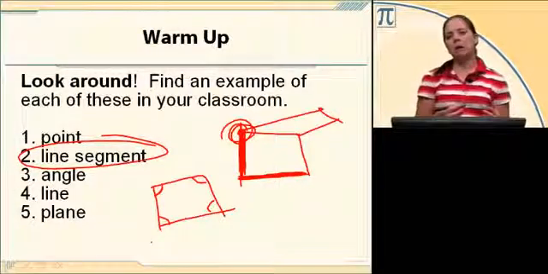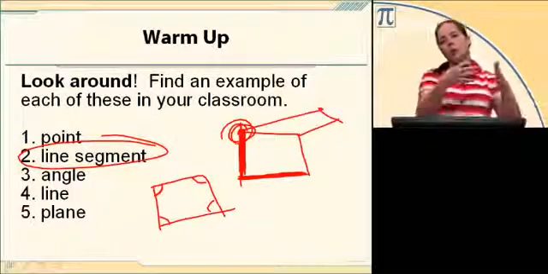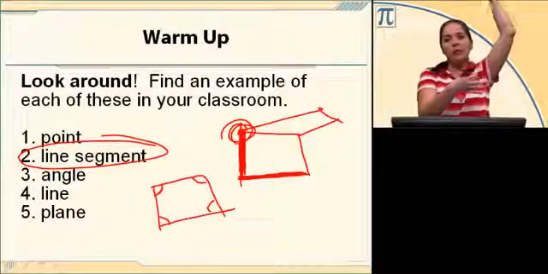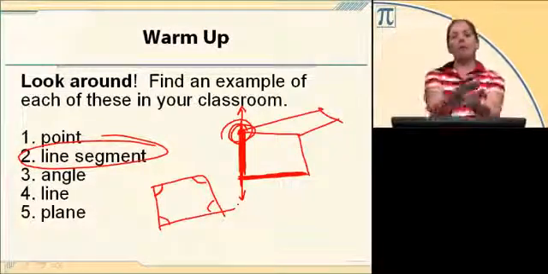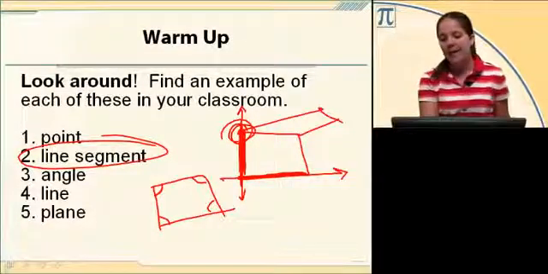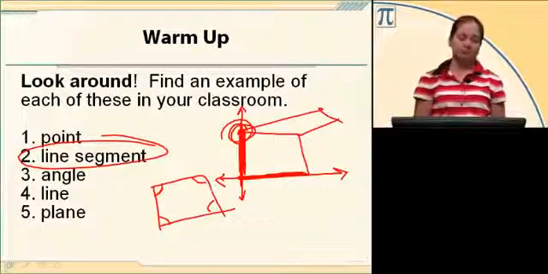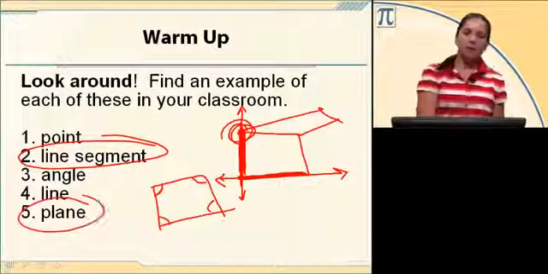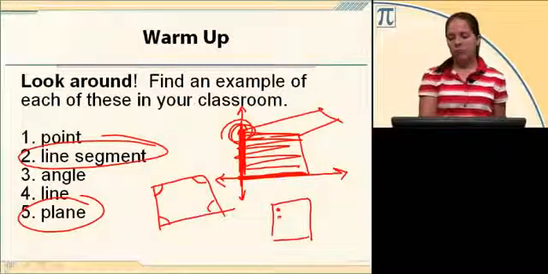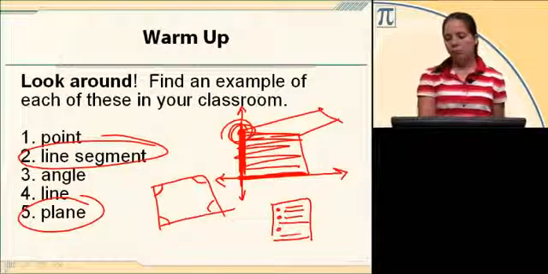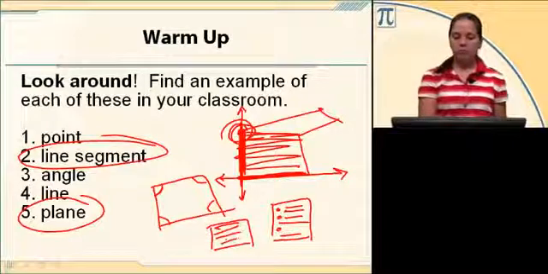Line. A line continues indefinitely in 2 directions, and so if you imagine where those 2 walls meet, imagine that continuing up through the ceiling and down through the floor, that's an example of a line. Or imagine that floor, that corner, that baseboard continuing through those corners, through the walls. That's an example of a line. Plane, that wall, that's a plane. Piece of paper, that's a plane. Flat surface, it's an example of a plane. Your desk, that's a plane.